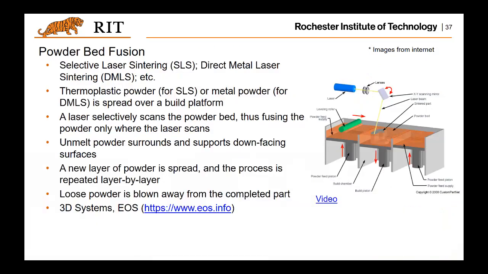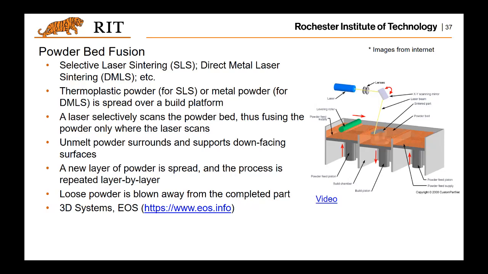All right. Another one is powder bed fusion. There are different variations: selective laser sintering, direct metal laser sintering, and so on. In this process, thermoplastic powders are utilized. There could also be some machines utilizing metal powders. A laser beam selectively scans the powder bed, drawing a pattern and fusing the powder only where the laser scans.